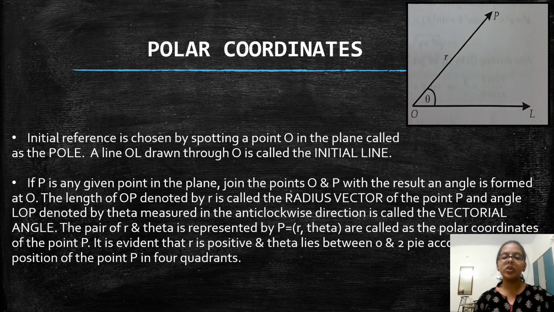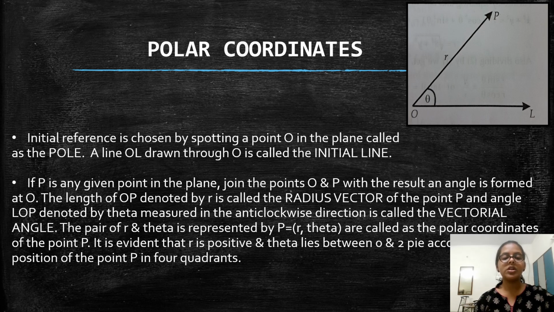So now let's look into what polar coordinates are. In this, the initial reference is chosen by spotting a point O in the plane, which is known as the pole, and a line OL is drawn through O, which is known as the initial line. If P is any point in the plane and we join the points O and P, an angle is formed at O.